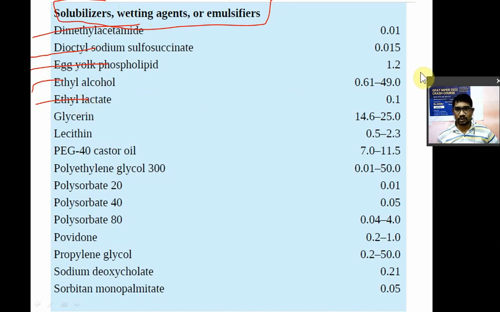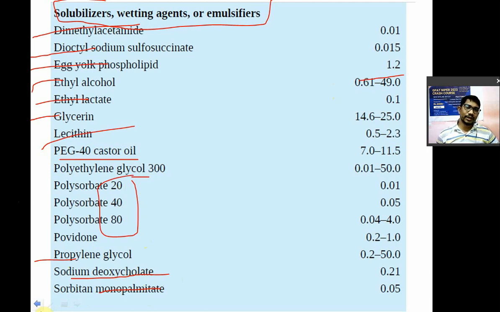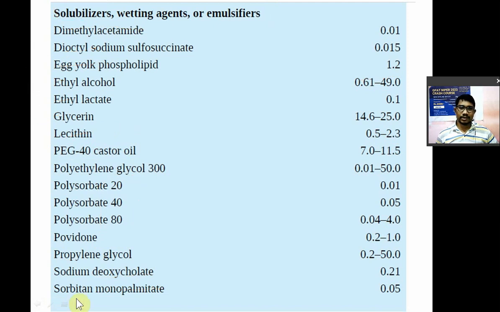Ethyl alcohol is used in this concentration, 0.61 to 0.5, you can say 0.52. Then glycerin, lecithin, polyethylene glycol, PEG 40 castor oil, polyethylene glycol 300, polysorbate 20, 40, 80, povidone, propylene glycol, sodium deoxycholate, which is a salt of cholic acid, then sorbitan monopalmitate. So these are used as solubilizers, wetting agents or emulsifiers. All the surfactants are used. The concentration range of these is not important.